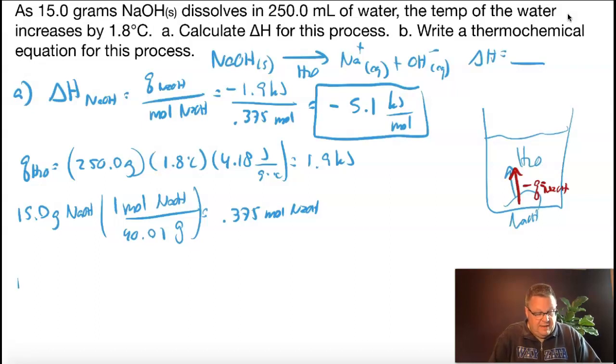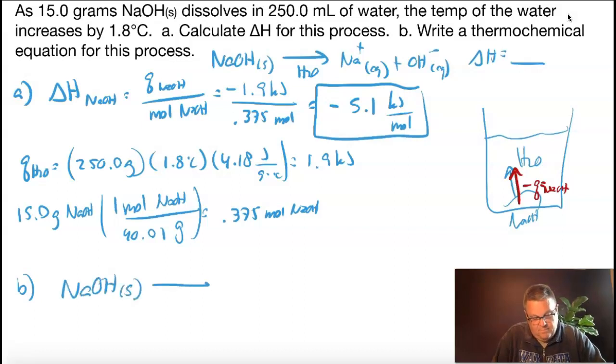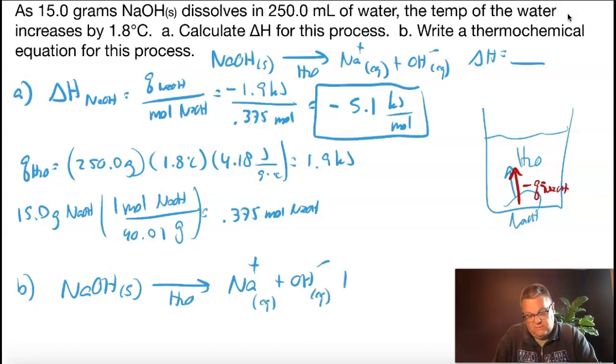My answer for B, the thermochemical equation, would look like this. NaOH solid, when put in water, is going to give me sodium ions and hydroxide ions, both aqueous, and you'll release 5.1 kilojoules of energy for each mole of NaOH that you dissolve. Since there's 1 mole of NaOH in this equation, I'll go with 5.1 kilojoules, because it's kilojoules per 1 mole.